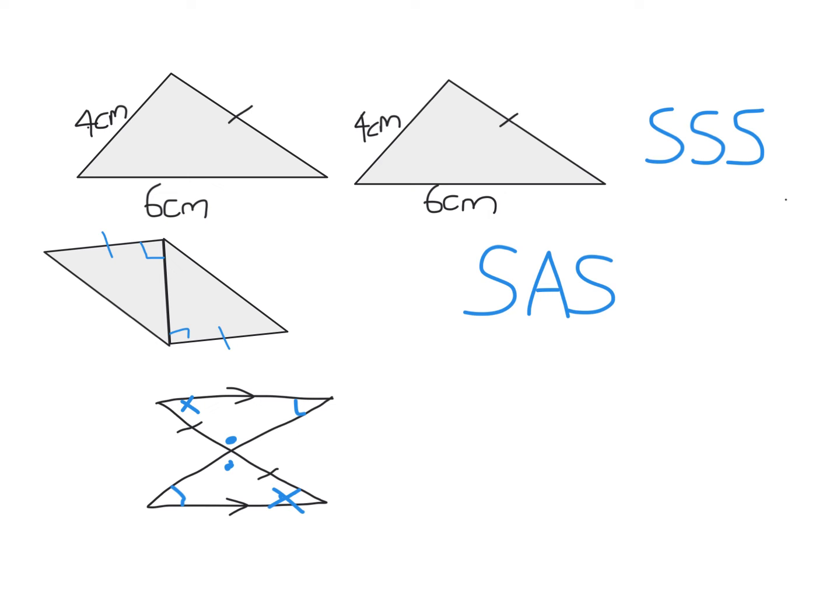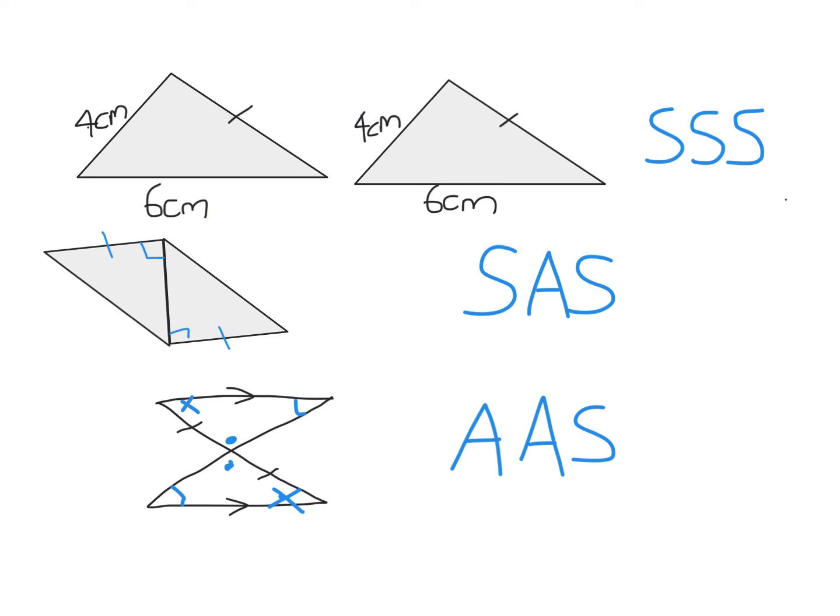But of course, there's no AAA test. All of the tests require at least one pair of sides. So the test we're going to use here is AAS. We have two pairs of equal angles, in fact we have three, and the corresponding side. Note that this side here and this side here, they're corresponding. They both touch the angle with an X and the angle with a dot. That's how I know they're corresponding.